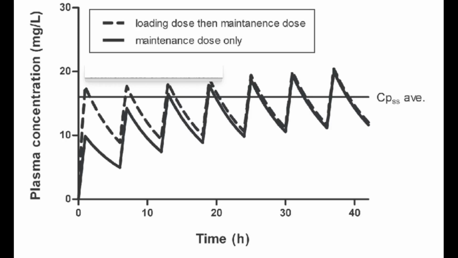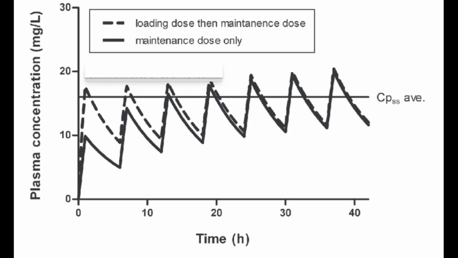Loading dose. In certain clinical scenarios, the desired therapeutic effect of a drug must be achieved rapidly. This is where a loading dose comes into play. A loading dose refers to a higher initial dose of a medication administered to rapidly attain the desired drug concentration in the body. By rapidly reaching the therapeutic range, a loading dose allows the drug to exert its full therapeutic effect promptly.